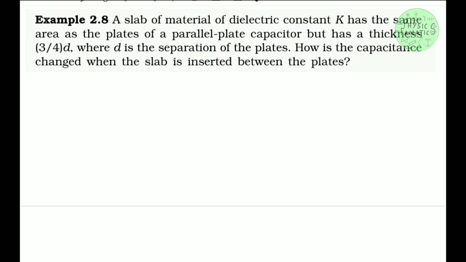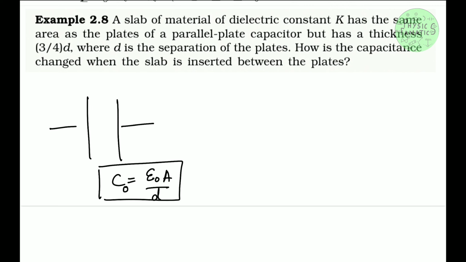So you are asked how the capacitance will change when a dielectric material of constant K and this thickness is inserted in between your parallel capacitor. When you have a normal parallel capacitor, the capacitance comes out to be epsilon naught A upon d. Let me say this is some C naught, my initial capacitance. Remember, this is the separation d, the area of cross section is A, this is my positive plate, and this is my negative plate.